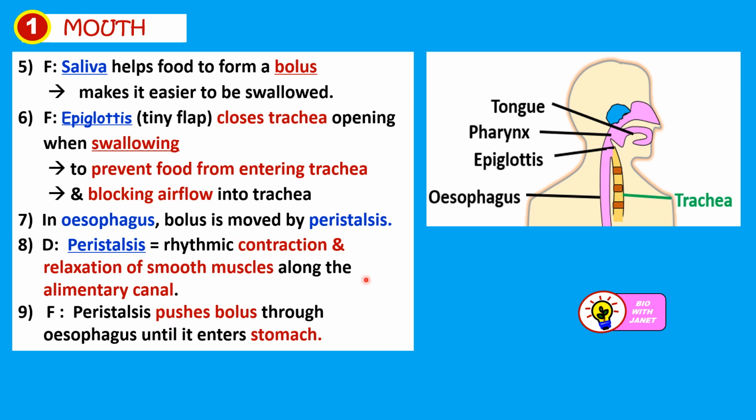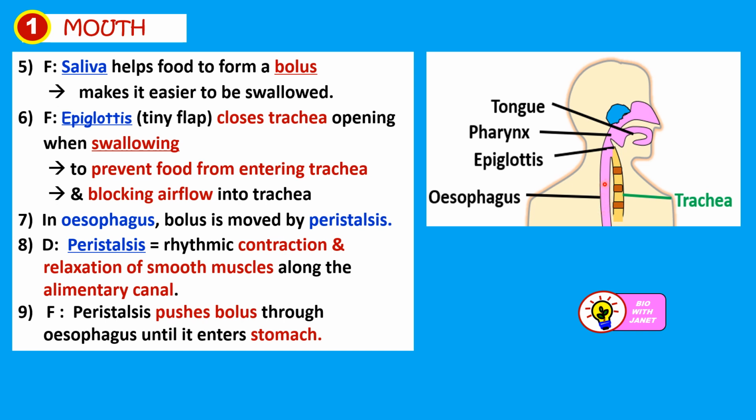Next, when the bolus is moving down the esophagus, it is moved by peristalsis. Now, this word has to be defined. Okay, it's an important term and has been asked before in SPM. So peristalsis is the rhythmic contraction and relaxation of smooth muscles along the alimentary canal. Now, where are the smooth muscles found? The smooth muscles are found in the wall of the esophagus.